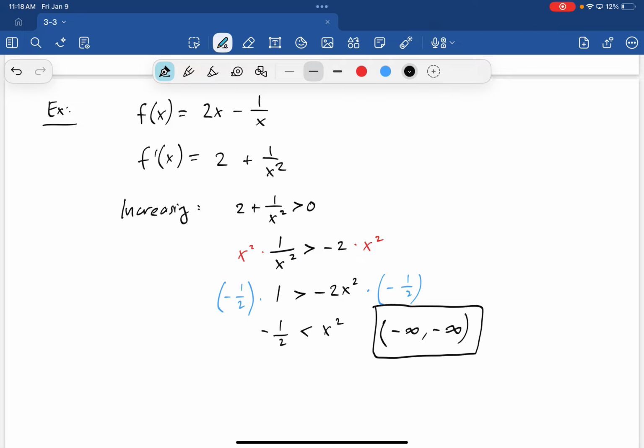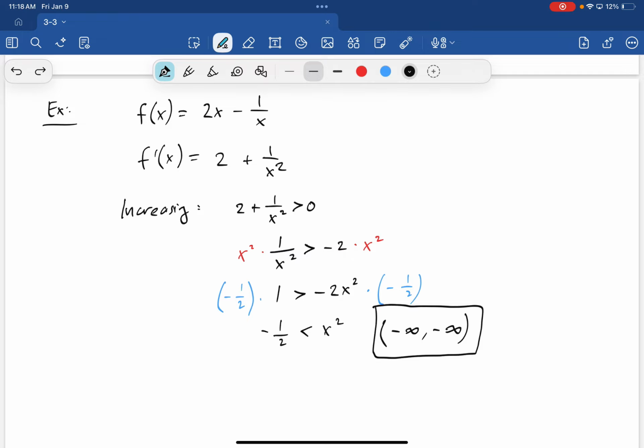Sure, yeah. That's because this inequality is always true no matter what x is. Because x squared is always a positive number, and it's always going to be greater than negative half, which is negative.